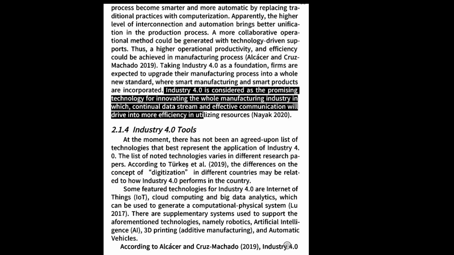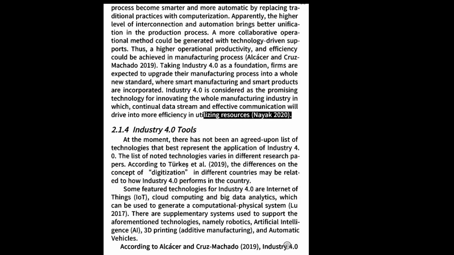Industry 4.0 is considered as the promising technology for innovating the whole manufacturing industry, in which continual data stream and effective communication will drive more efficiency in it. 2.1.4 Industry 4.0 Tools.